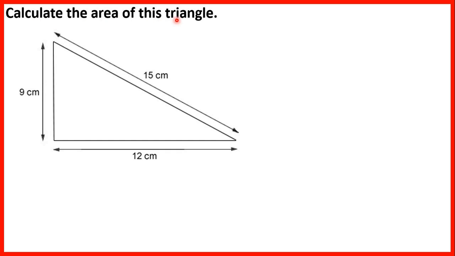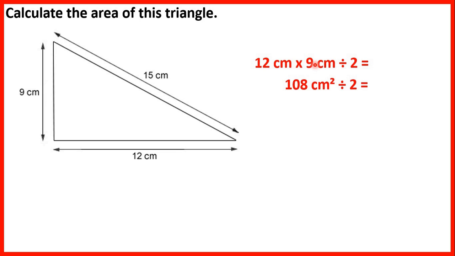Calculate the area of this triangle. So to find the area of a triangle, to find the amount of space that it takes up, we multiply the base by the height and then divide by 2. So we need to work out 12 times 9, because 9 is the height, that's the distance from bottom to top, and then we divide by 2.